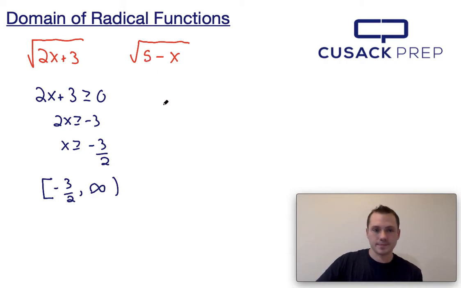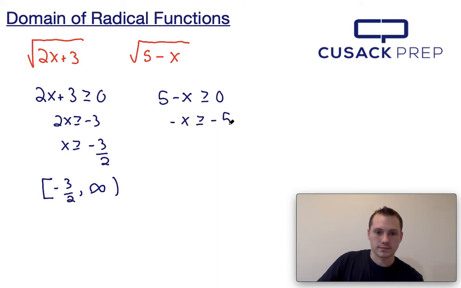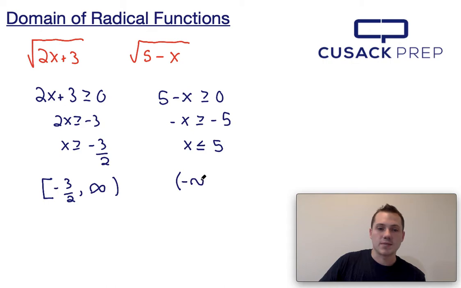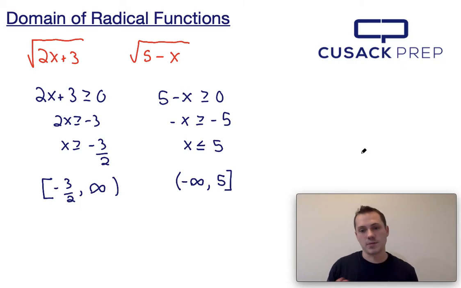For this problem here, I could do something similar. I could say 5 minus x is greater than or equal to 0. I subtract 5, and I find negative x is greater than or equal to negative 5. And then I divide both sides by negative 1, and I would find x is less than or equal to 5. Now, notice I flipped the sign. You have to do that anytime you're multiplying or dividing by a negative value. So if x is less than or equal to 5, this could be the case where we're going from negative infinity to 5, including 5. So I put a bracket around 5.